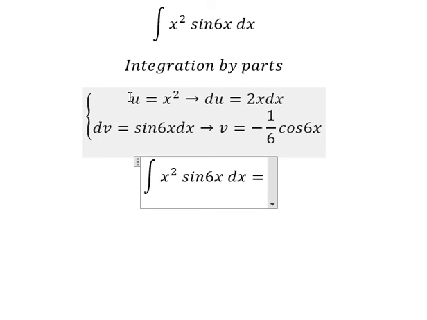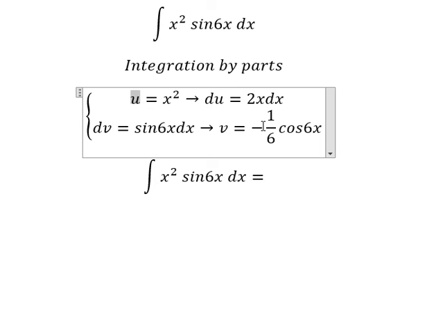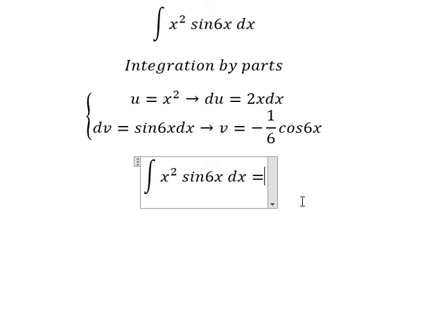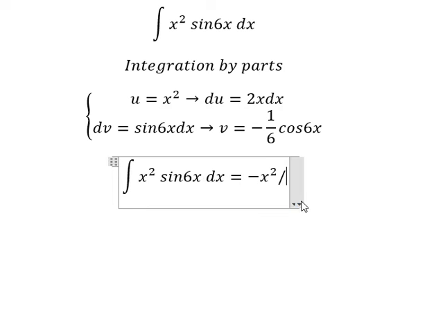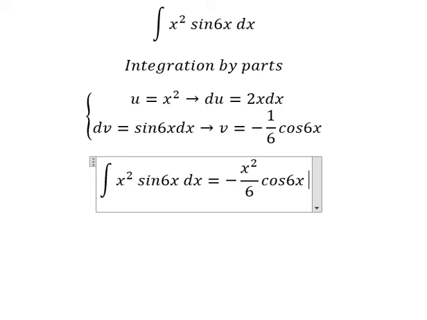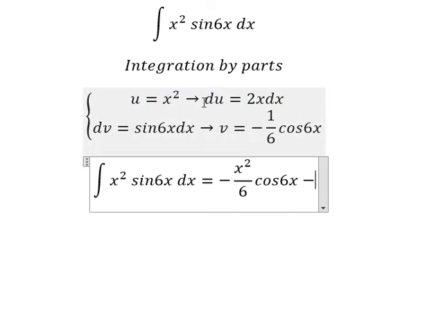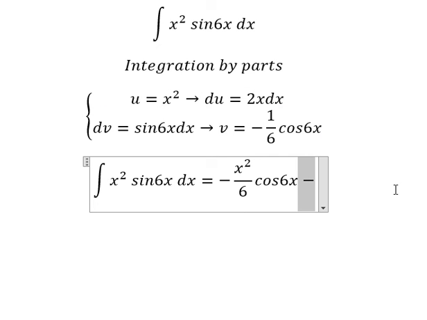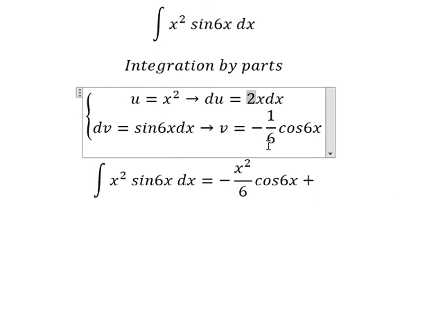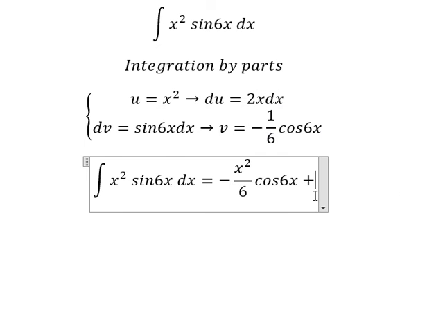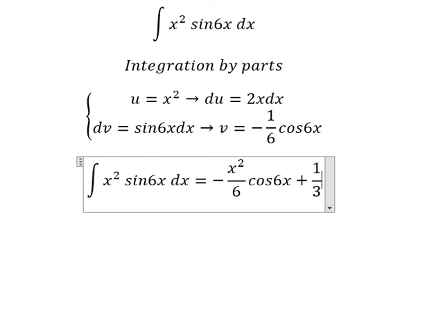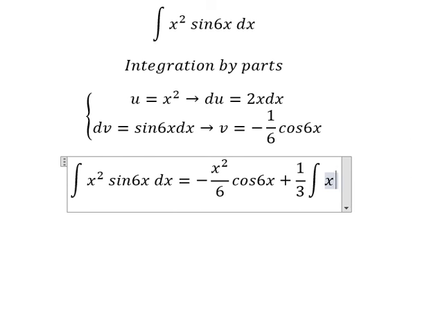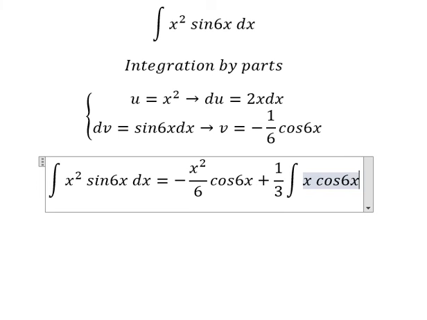So we put u multiplied by v, minus the integral of v du, so negative and negative, we have positive. 2 divided by 6, we have 1 over 3, and we have the integration of s cosine 6x ds.